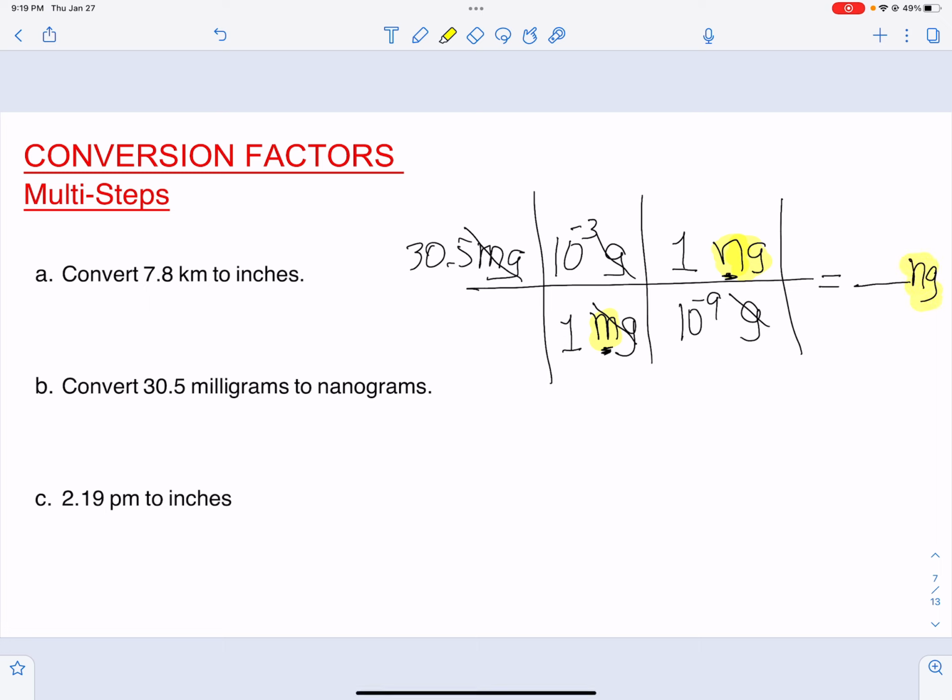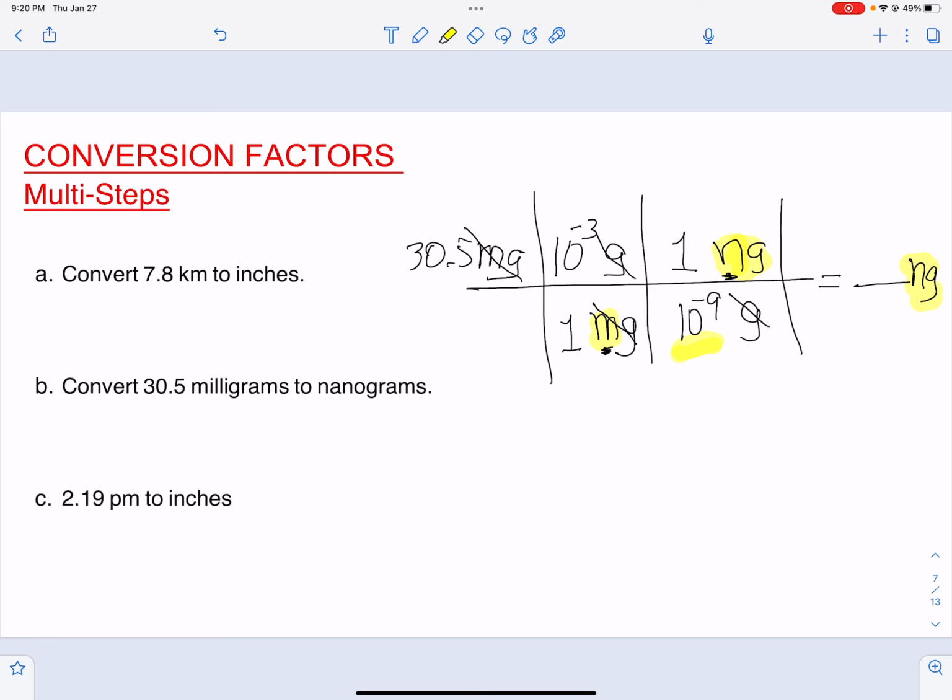And the milligrams cancel with the milligrams, the grams cancel with the grams. Everything on top gets multiplied: 30.5 times 10 to the minus 3 times 1, divided by everything at the bottom, divided by 1, divided by 10 to the minus 9. Whenever you have powers at the bottom, make sure that you understand how to use your calculator. Some calculators require you to put parentheses if you have power numbers at the bottom. Other calculators, you don't have to do it. So figure out how to do it with your calculator.